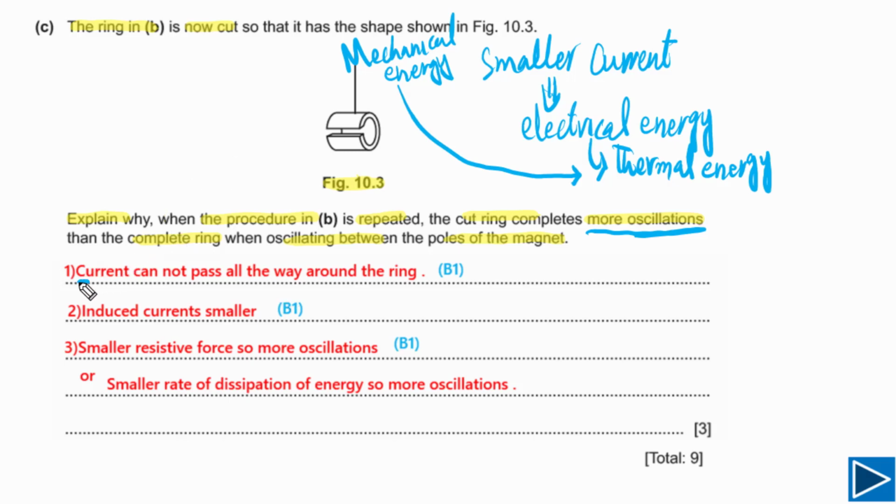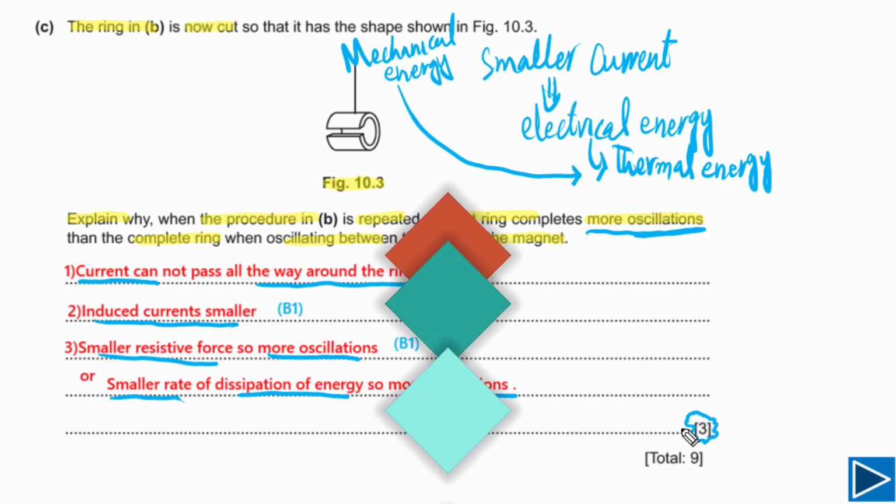If in your answer you have mentioned that current cannot pass all the way around the ring because there is a cut, you will get the first B mark. And the second B mark is if you have written that induced currents are smaller, meaning a lesser amount of current will be induced. And the third B mark is you can write smaller resistive forces, because if current is smaller, resistive forces are smaller, so more oscillations. Or you can mention a smaller rate of dissipation of energy, so more oscillations. So these points you need to write down to get full marks, meaning 3 marks for this question.